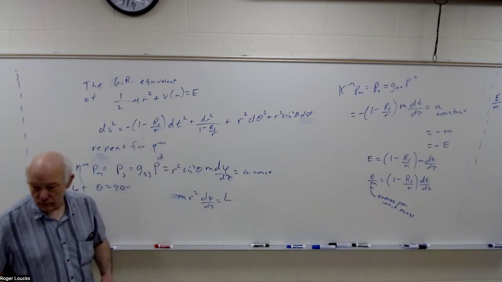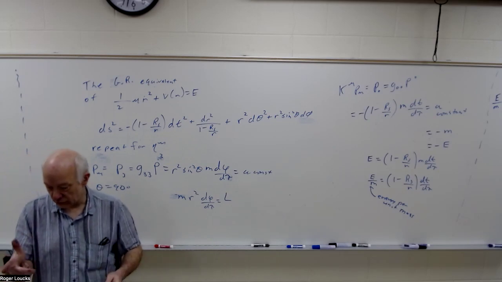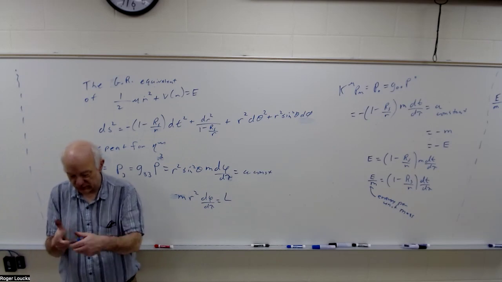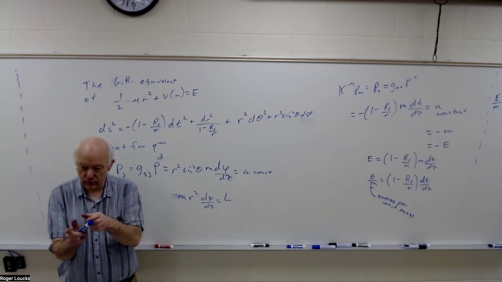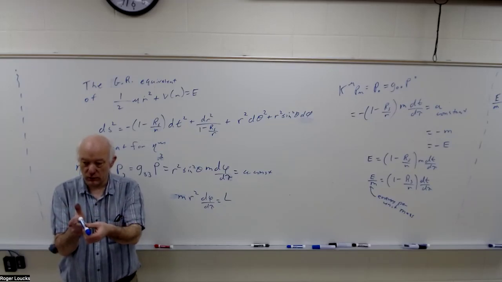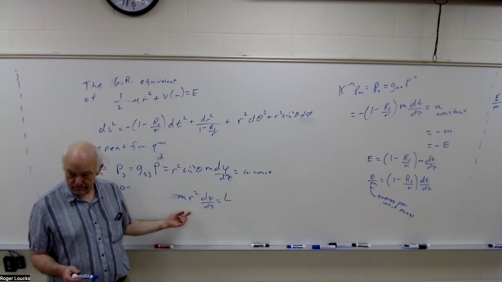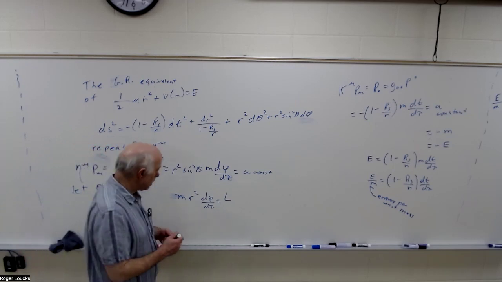Why is it about the z-axis in this case? Because here's our x, y, z, this is z, this is x, this is y. And if here's my r, and we basically let theta equal 90 degrees, so it's in the x, y plane. So whenever it moves, the actual momentum is this. Correct, yep.